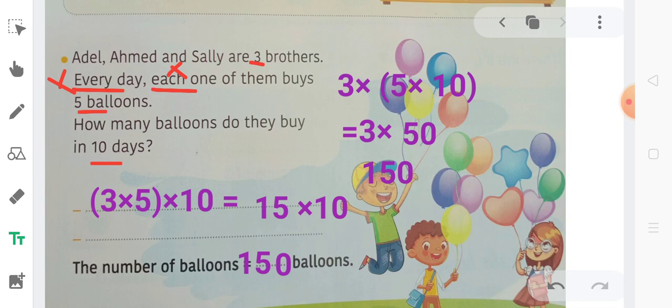So make sure we have the same answer, and use the method you like. Choose the method you like. We take the first two numbers together inside the parentheses, or we get the last two numbers together inside the parentheses. Okay, we always calculate what's inside the parentheses first.